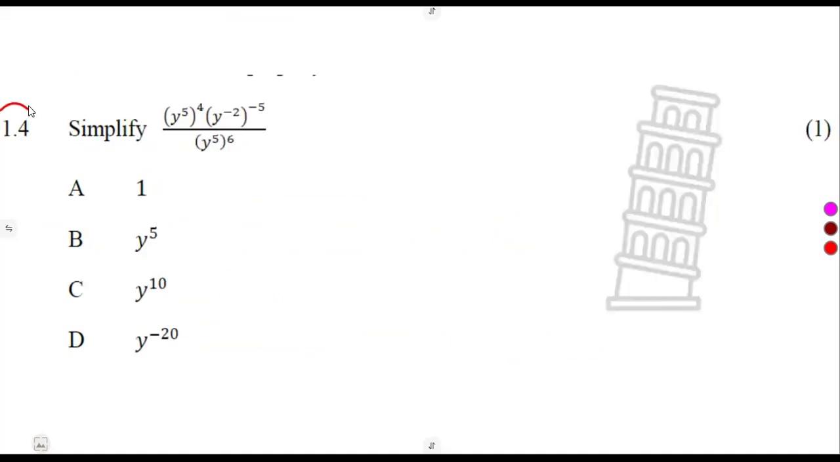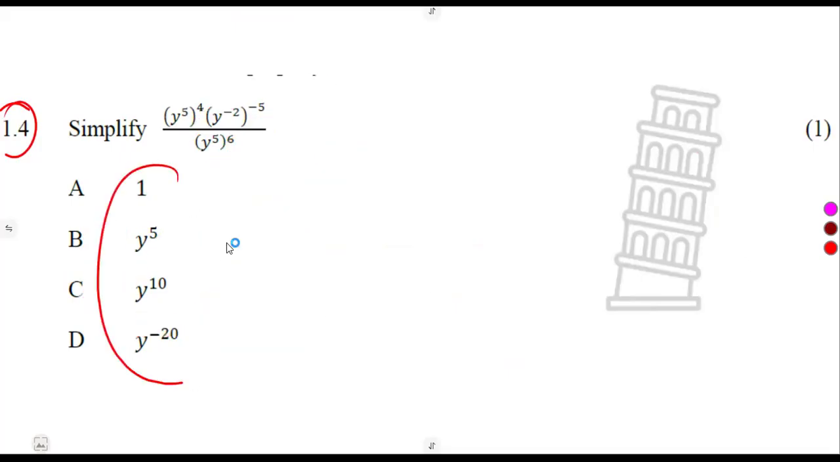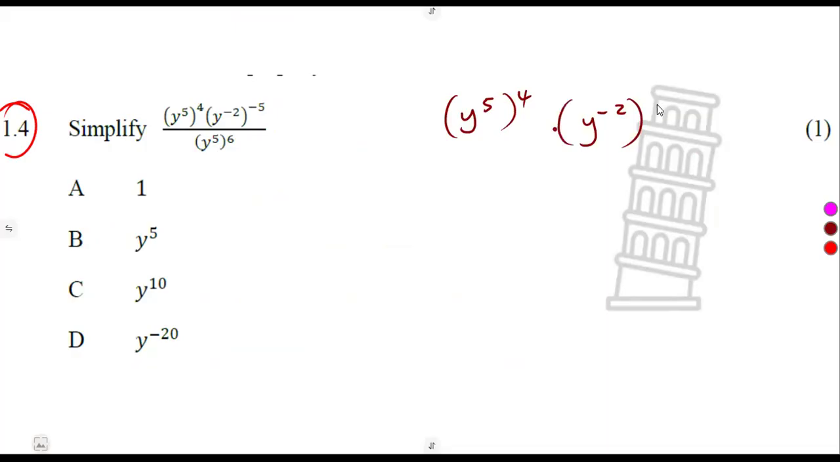Then on 1.4, simplify. On this type of equation, guys, just simplify. Then you check which answer there corresponds. All right. So we have got y to the exponent of 5 raised to the exponent of 4 times y to the exponent of -2 to the exponent of -5. Everything over y to the exponent of 5 to the exponent of 6 like this.